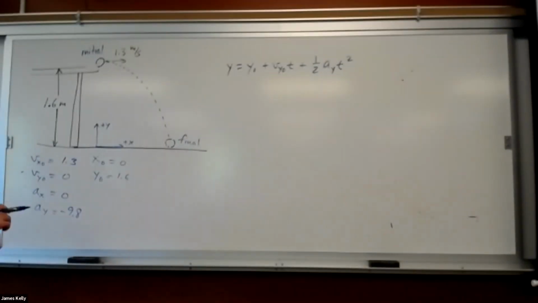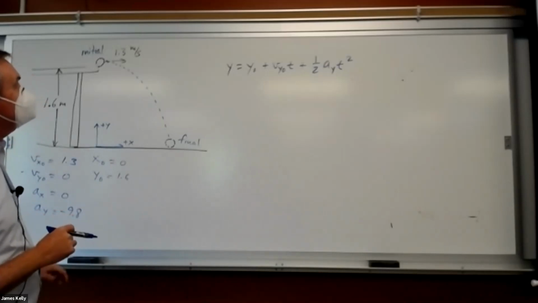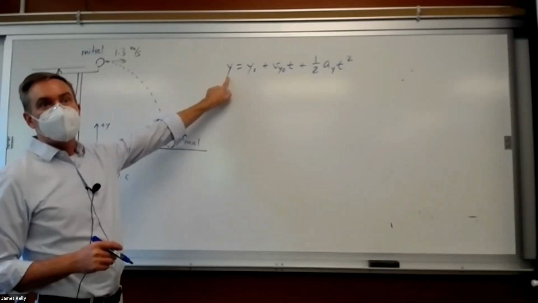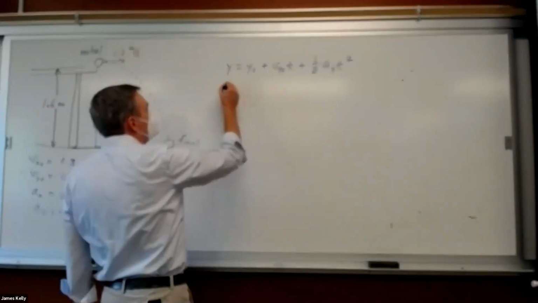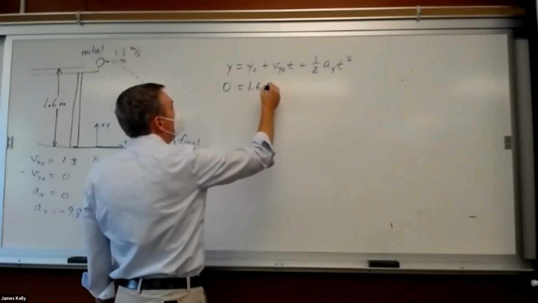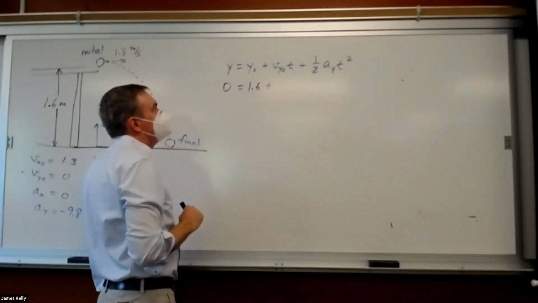And let's just make sure that we know everything except t. This is my y final. What's y final? 0 in my coordinate system. Y initial was 1.6, right? What's vy initial?